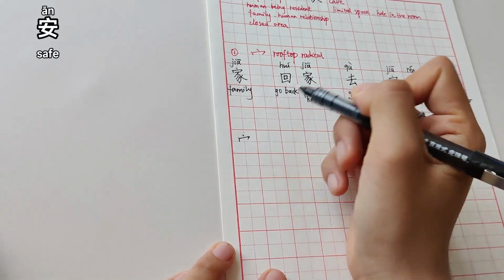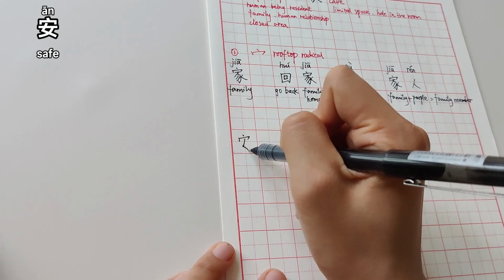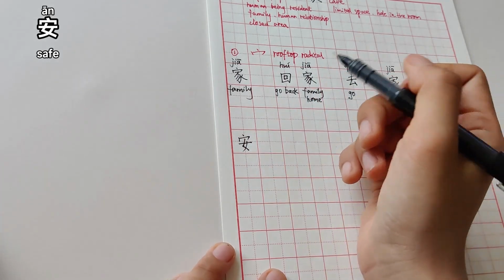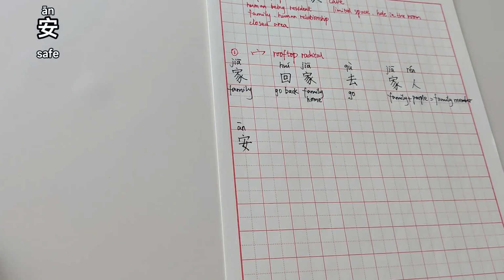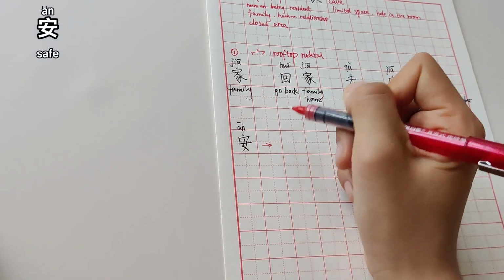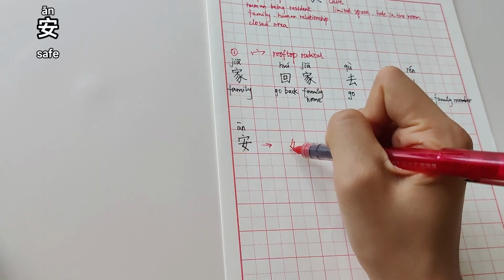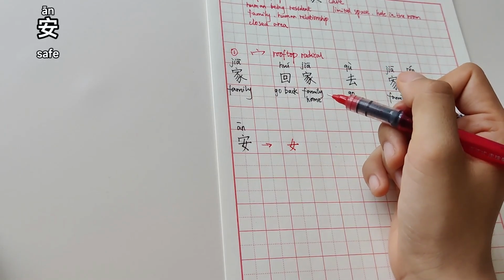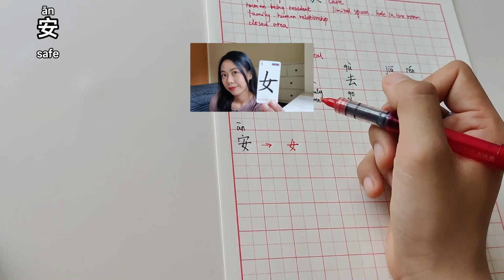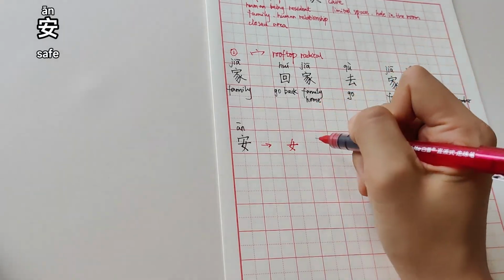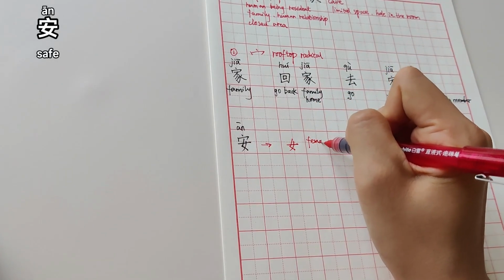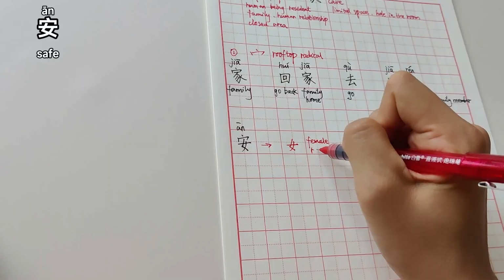A rooftop radical and a female radical. That is 安. So here we are very, very familiar with it. We've talked about it many, many times. And I also have a video about the female radicals. So if you haven't watched that, go watch it. This is the female radical.